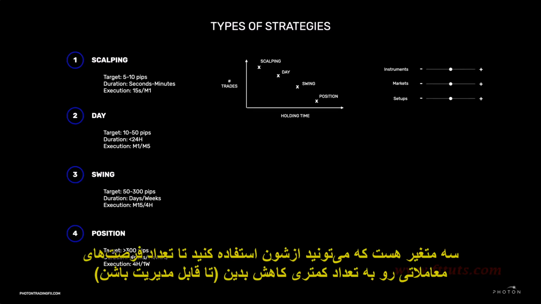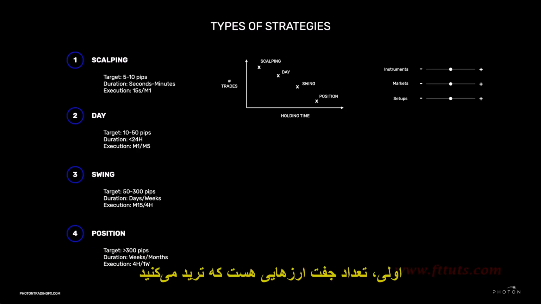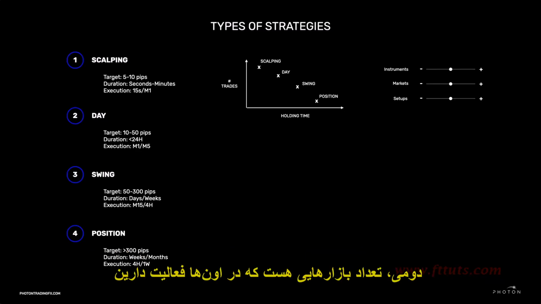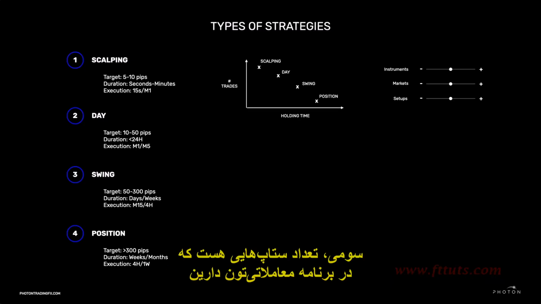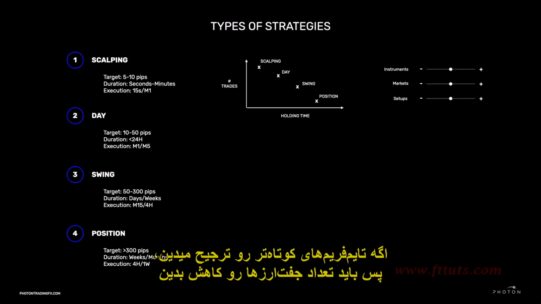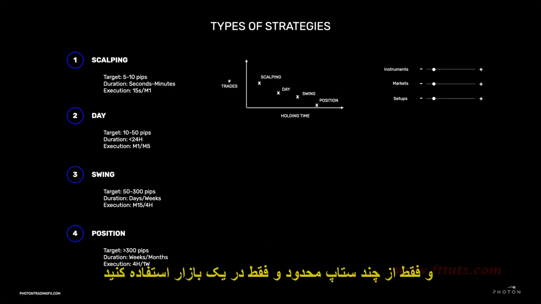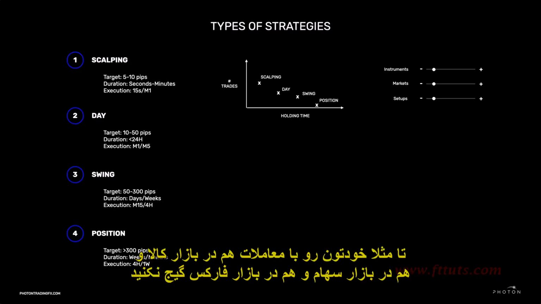So there are three main variables that you can tweak to help reduce the number of trading opportunities down to a much more manageable amount. And that's the number of instruments or currency pairs you trade, the number of markets that you operate within, and the number of setups that you have in your trading plan. If you prefer the shorter time frames, then you may need to accommodate for this by narrowing down the number of currency pairs that you trade and specializing in just a few setups and in just one market, so that you don't spread yourself too thin trying to trade commodities and stocks as well as Forex, for example.